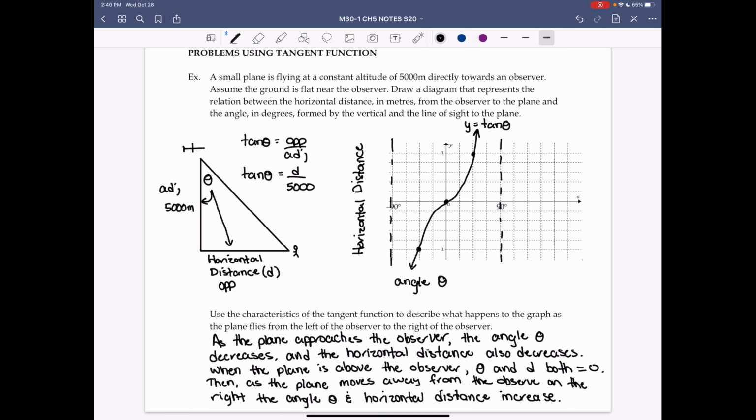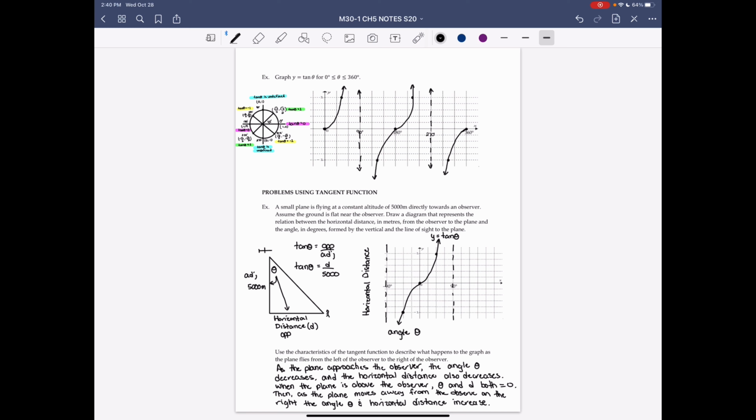That brings us to the end of Chapter 5, Lesson 3.